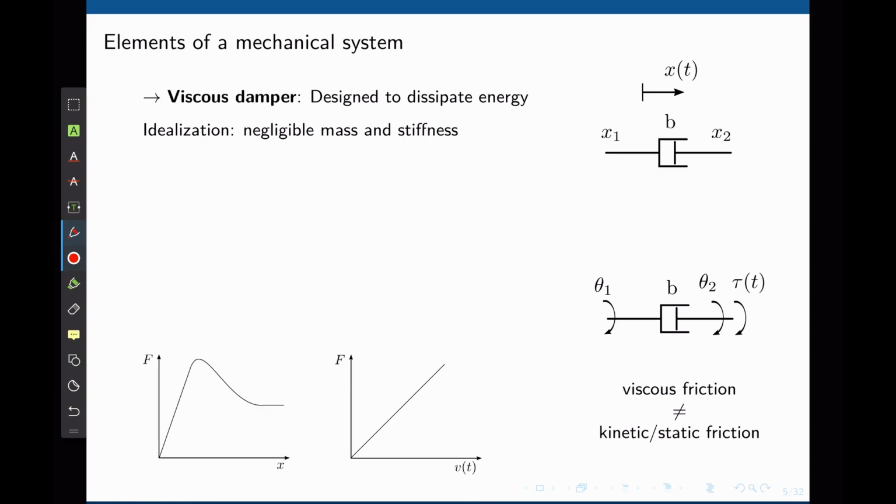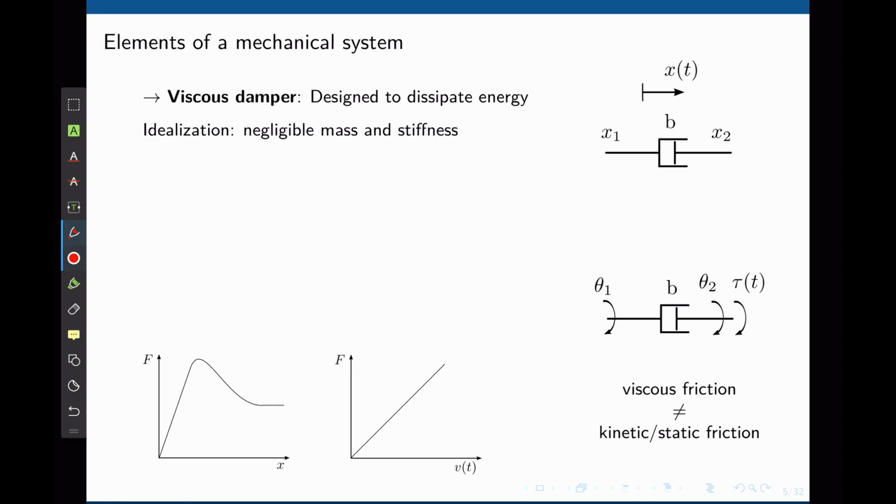The next element we need is something that is able to dissipate energy. And to this end, we are going to use a viscous damper. We're going to use the same idealization as we did for the spring. If you're now dealing with a viscous damper or an element that is able to dissipate energy, we are going to assume that this damper has no stiffness and has no mass. Think about a viscous damper as a damper in a car, for instance.